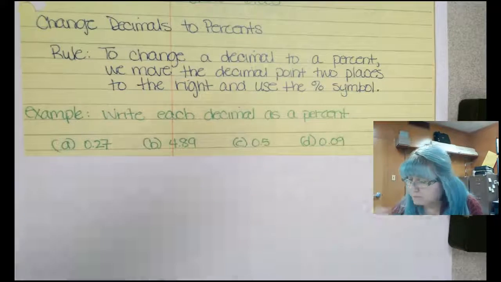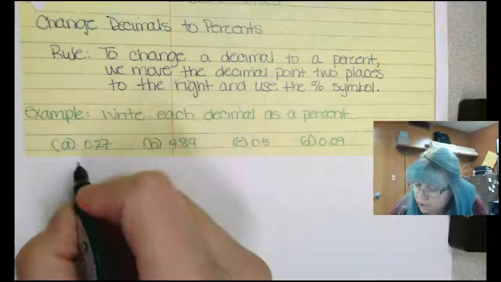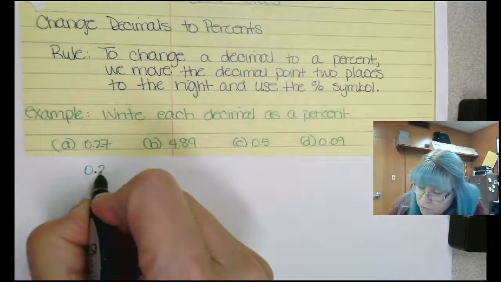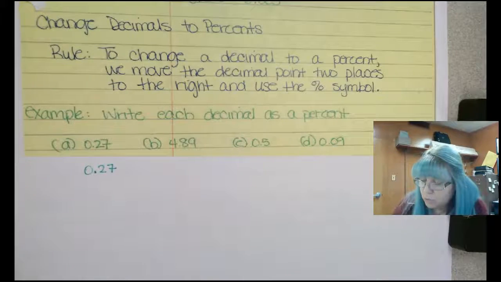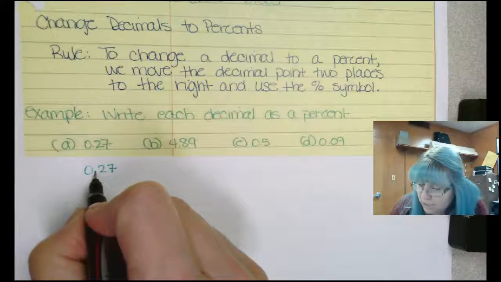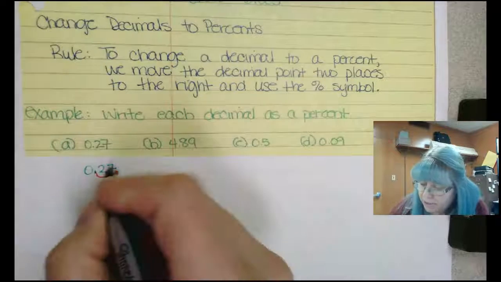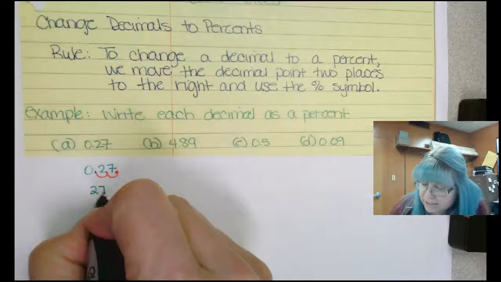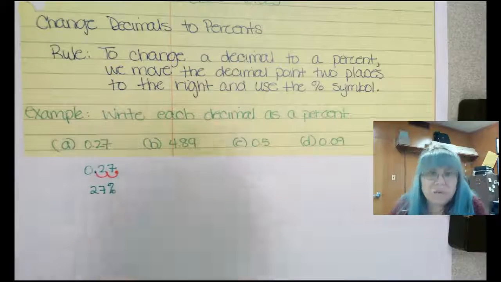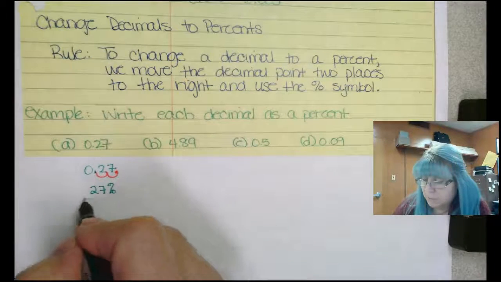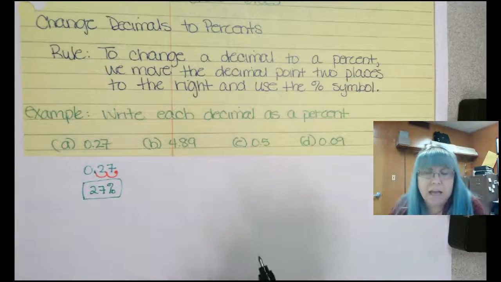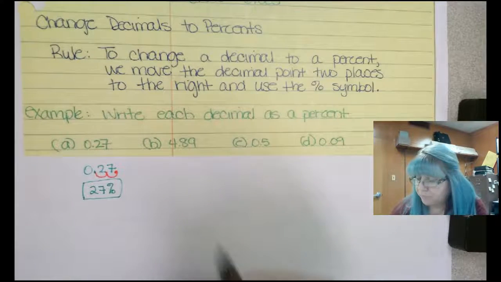Let's try the first one. Okay. Our number is 0.27, and now I need to move the decimal 2 places to the right. 1, 2. Therefore, it's going to be 27%. You cannot forget the percent symbol. Moving the decimal is not good enough.